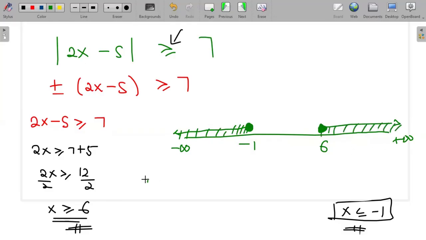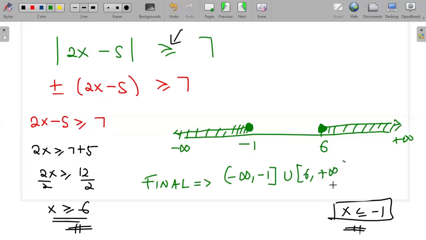So the final answer, since we had greater than or equal to there, or even if you had greater than, you just have to unionize the two. So the first part is minus infinity all the way to -1. And then you say union 6 all the way to what? To positive infinity. So this one here is your final answer.